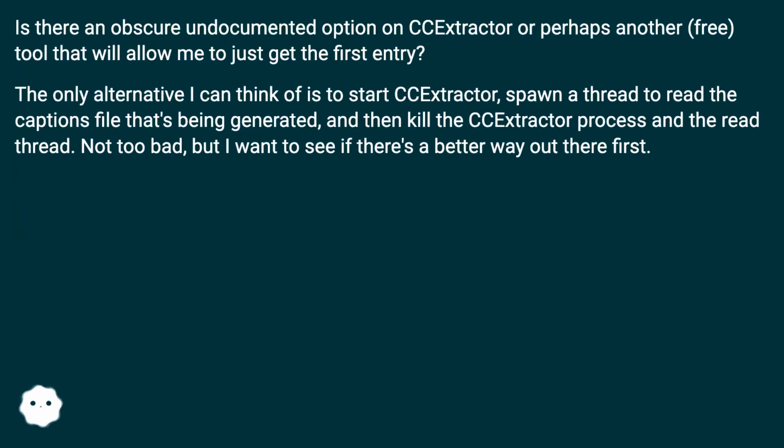Is there an obscure undocumented option on CCExtractor, or perhaps another free tool that will allow me to just get the first entry? The only alternative I can think of is to start CCExtractor, spawn a thread to read the captions file that's being generated, and then kill the CCExtractor process in the read thread. Not too bad, but I want to see if there's a better way out there first.